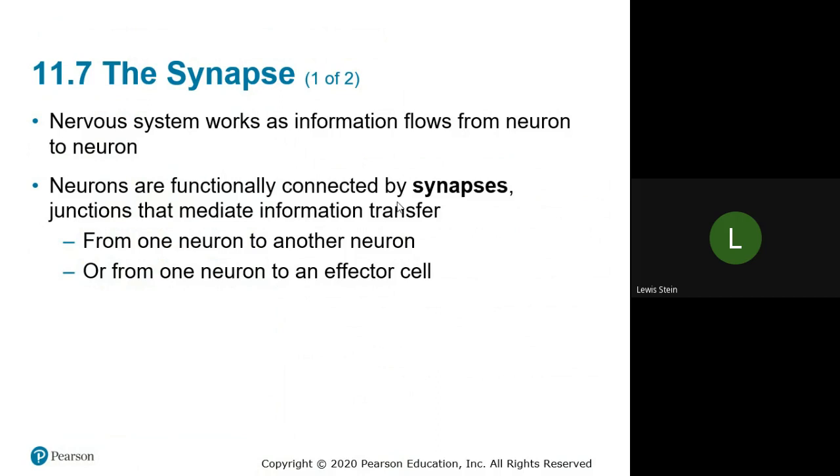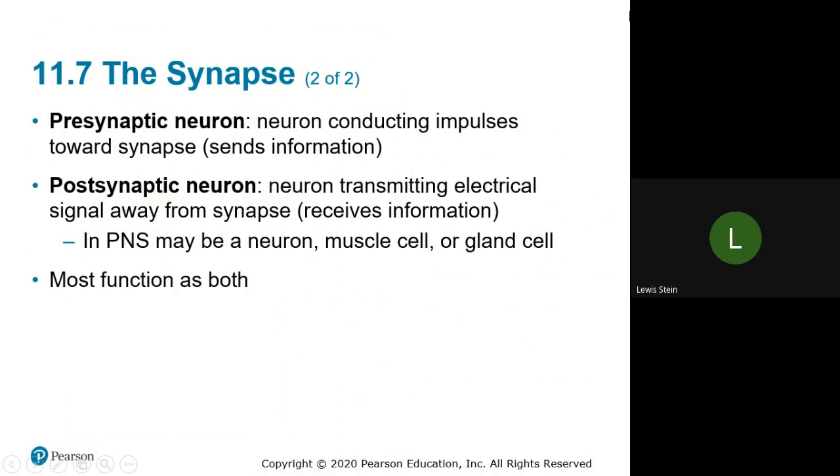Information flows from nerve to nerve, connected by synapses, junctions, one nerve to another, or to whatever the end cell is, like a muscle cell, which would be the effector, or a gland. So we call, and just by definition, you'll see this when we get to the autonomic, which is a two-nerve circuit.